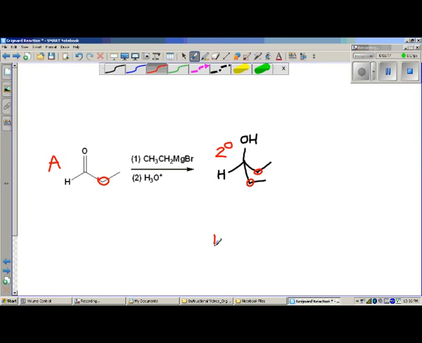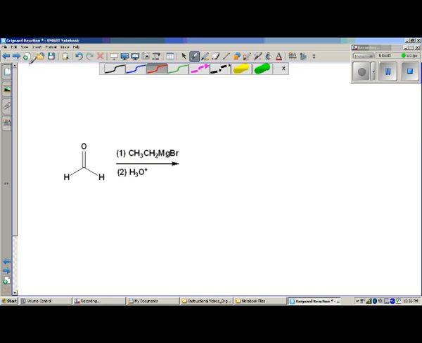But what if we wanted to make a primary alcohol? If we wanted to have a primary alcohol here and we had to add 1 carbon, that would imply a carbonyl group with no carbons either side of it. So then, what's a carbonyl group with presumably just hydrogens either side of it? Well, it's actually the smallest aldehyde around.